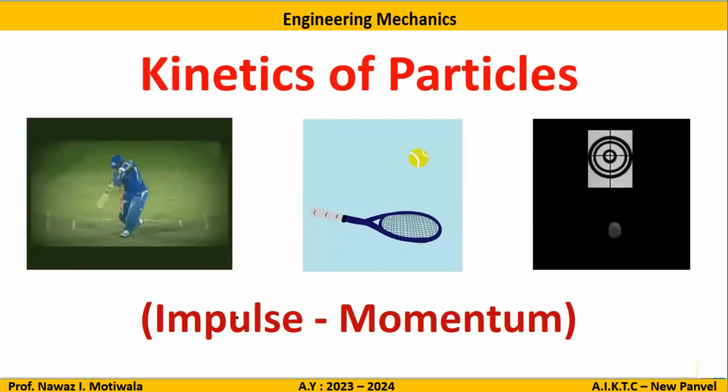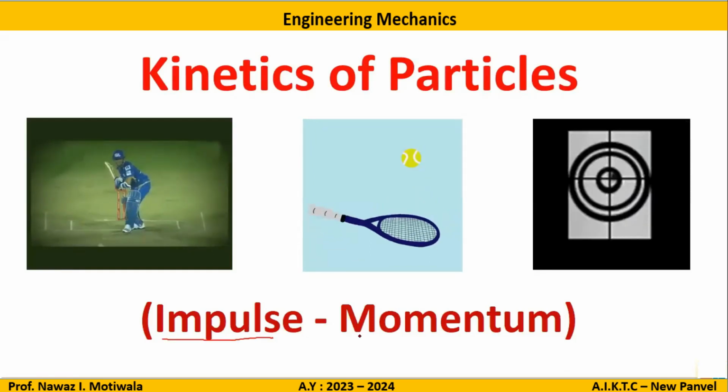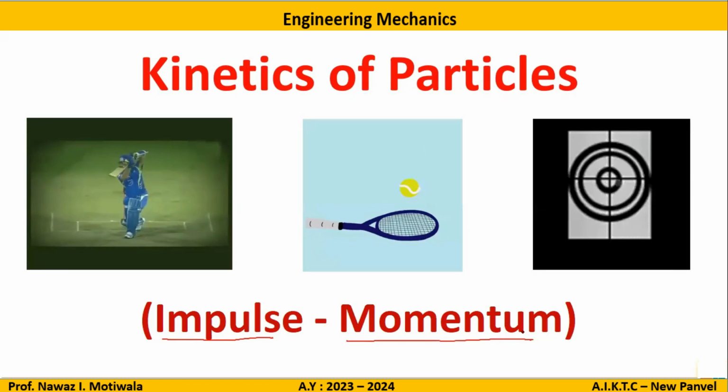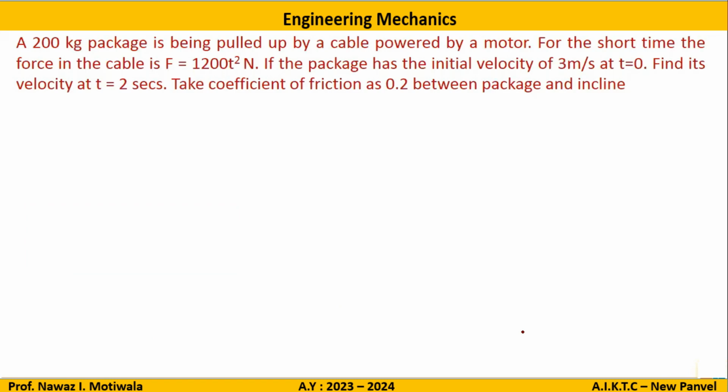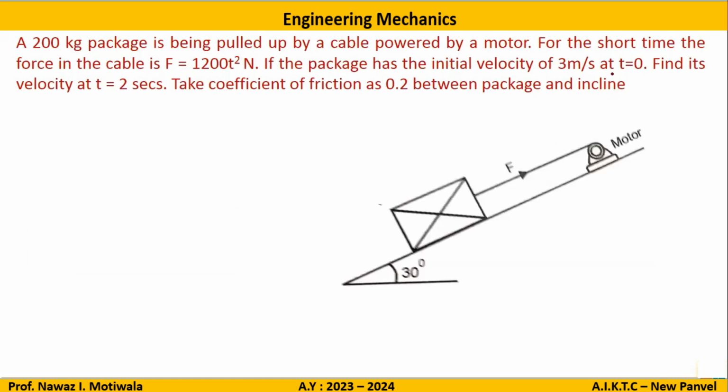Welcome students. Let us continue our discussion with the topic impulse momentum equation by solving some more examples. The next question says a 200 kg package is being pulled up by a cable powered by a motor. For a short time, the force in the cable is F equal to 1200 t square Newtons. So let me write here also, F is given to us as 1200 t square Newtons.